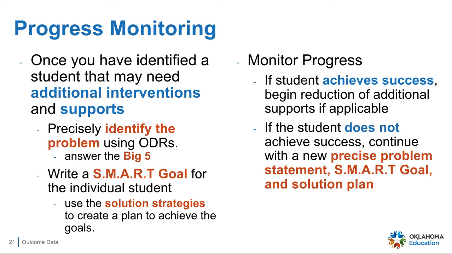Finally, if a student is identified and provided additional supports, use the precise problem statement, SMART goals, and solution strategies for each individual student. Structuring the supports around the individual needs of the student will help achieve greater outcomes for that student. Individual progress monitoring will help show progress and growth, as well as help you identify if the student needs additional or different Tier 2 supports and interventions.